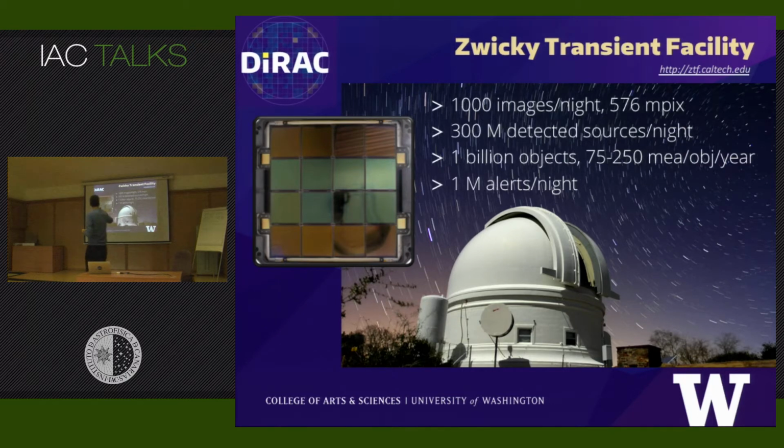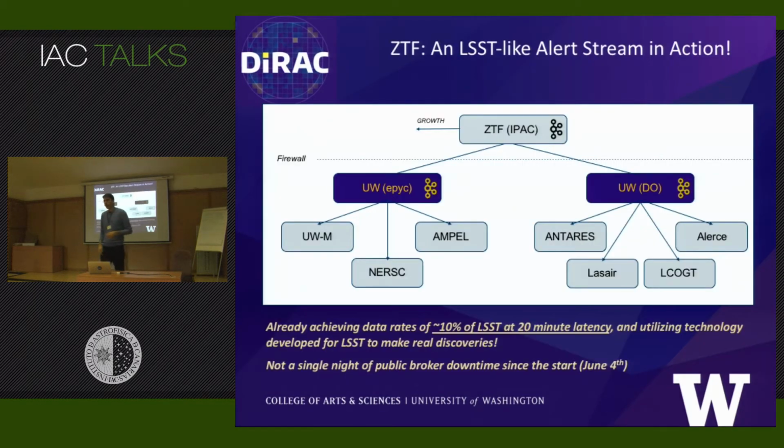It detects 300 million sources per night, 1 billion objects it will see over a year, and it generates about 1 million alerts per night. So it's about a deci-LSST, so 0.1 of LSST. And everything that I talked about for alerts for LSST, we've actually built and it's running on ZTF. And this is literally the same technology. You clone on GitHub a repository that's been forked out of the LSST organization, and that's how this gets created.